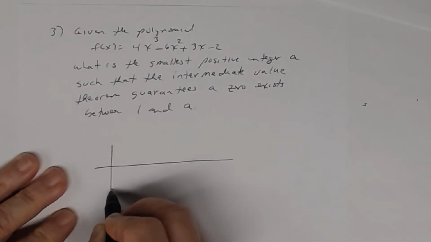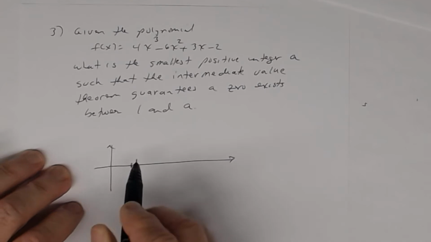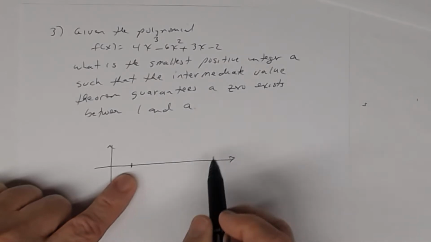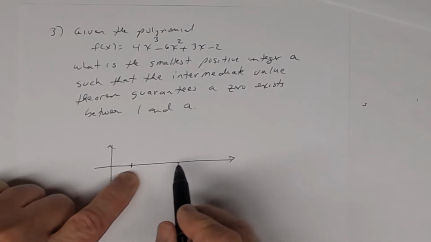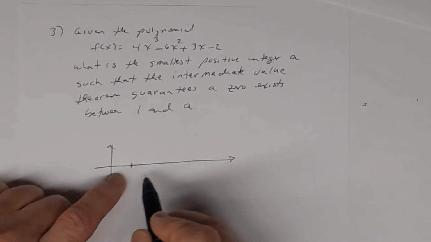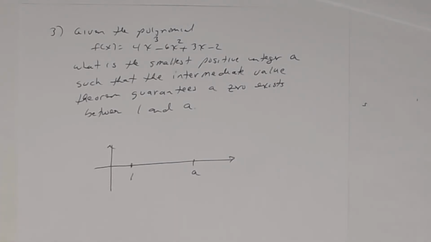So if you look at the x and y axis, let's say this is 1, all right? So between 1 and some number a right here, what is the smallest integer a? Notice it says positive integer. Smallest positive integer a such that the intermediate value theorem says that the graph will cross the x-axis between 1 and a. So you're trying to find this a right there. Okay? So the best thing to do is this.